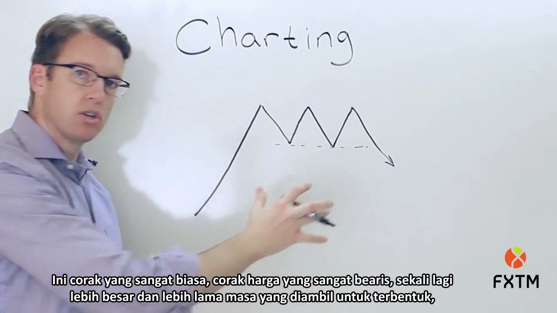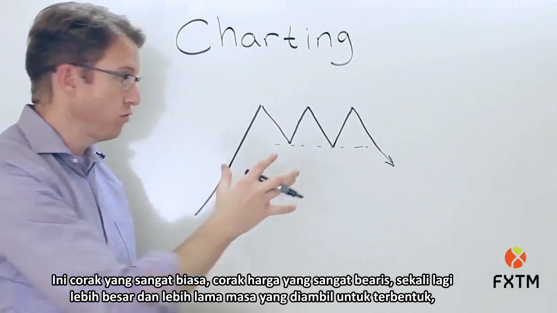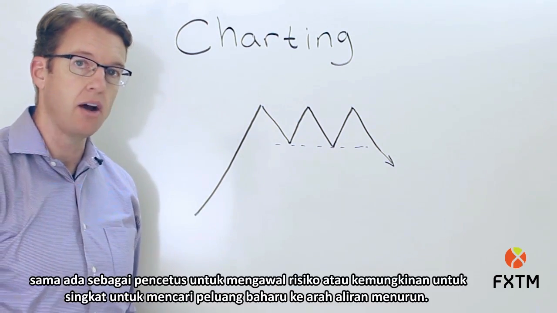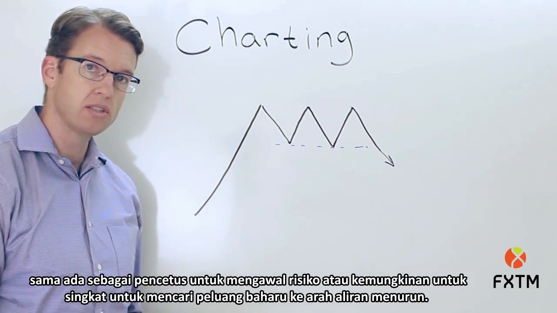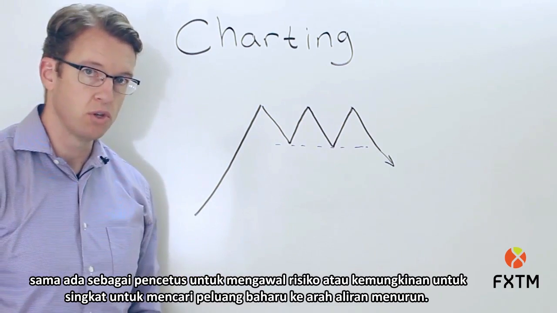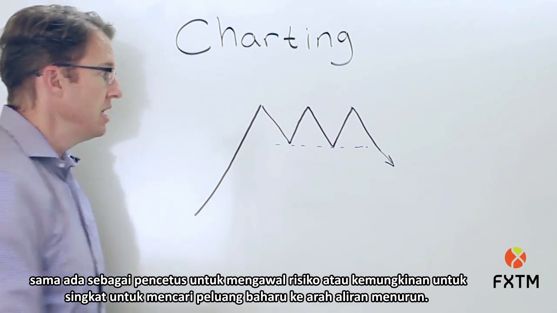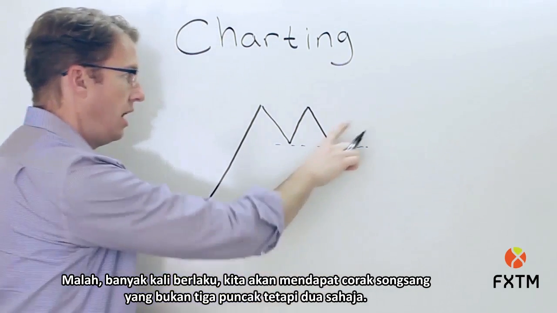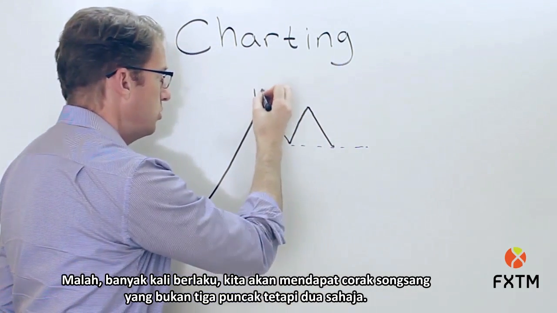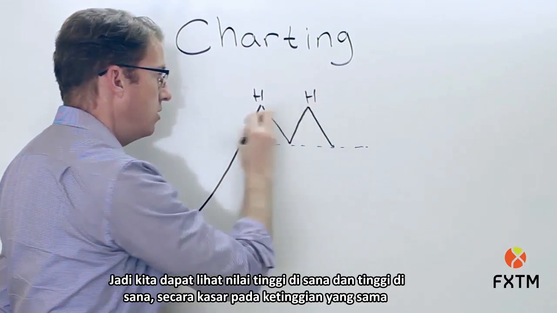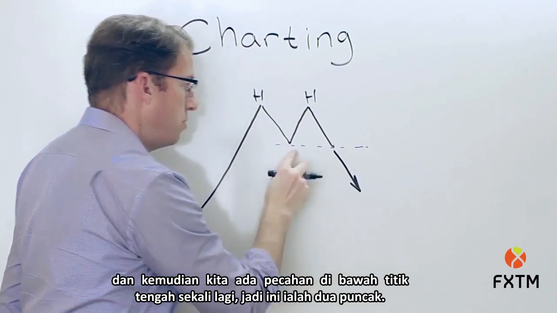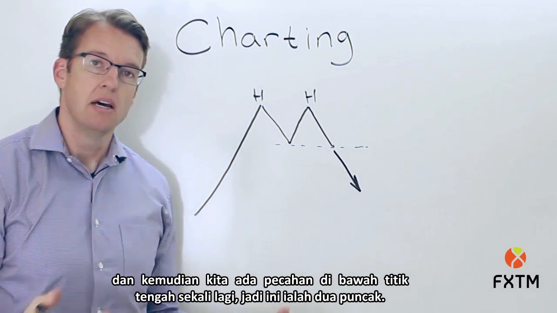Again, the larger and the longer it has taken to form, generally the more reliable that breakout is to the downside, either as a trigger for longs to control their risk or potentially for shorts to look for a new opportunity to the downside. In fact, many times we'll get reversal patterns that are not 3 tops, but just 2. So we have a high there and a high there, roughly at the same height. And then we have a break below the midpoint again. So this would be a double top.